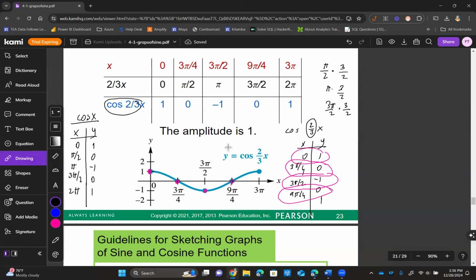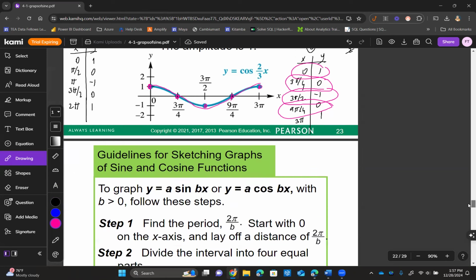And then the last angle is 2 pi. We want to divide it by 2 over 3, which means multiply it by 3 over 2, and the final angle I will need on my chart is 3 pi. And 3 pi will match with +1. When we connect these 5 dots, this will be the graph for cosine of 2 over 3x without a calculator. This is how I can obtain the graph.